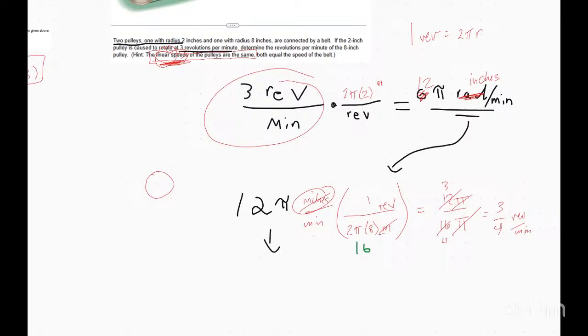That makes much more sense. So the one is revolving 3 revolutions per minute, and the other one's revolving 3/4 revolutions per minute because it's much bigger. So it's going slower, like gears on a bike. Does that make sense, how we do that?